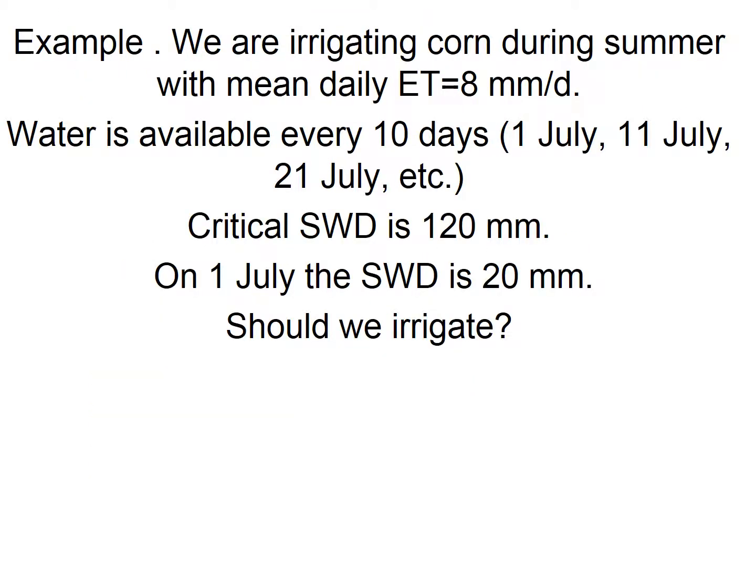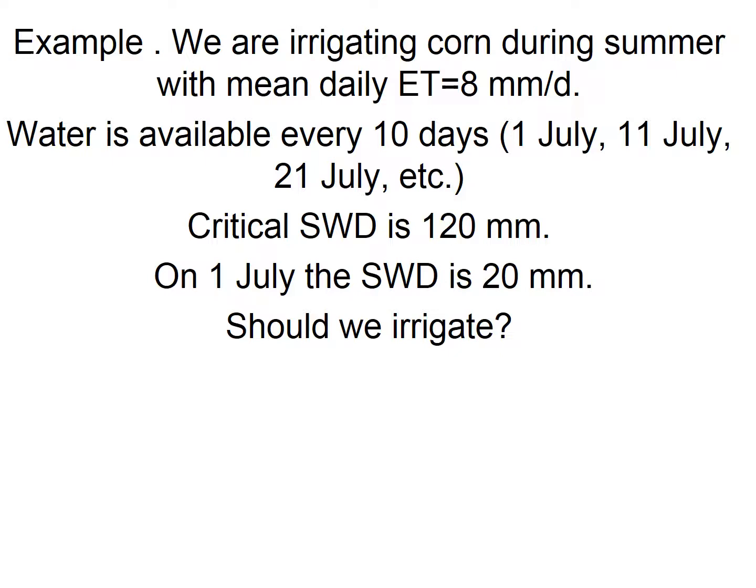Example: we are irrigating corn during summer with mean daily values of ET of 8 millimeters per day. Water is available every 10 days. In other words, on 1 July, 11th July, 21st of July, etc. The critical soil water deficit is 120 millimeters.